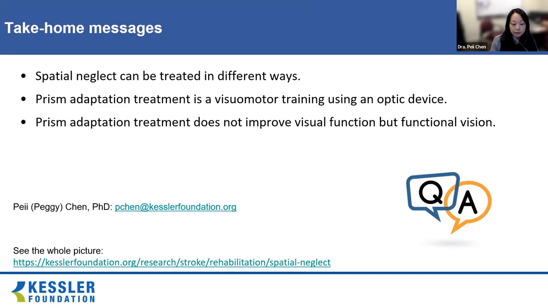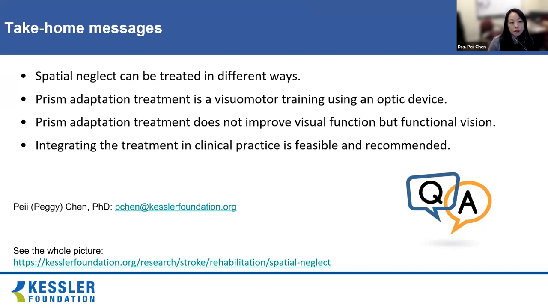and also other functions or impairments affected by spatial neglect. So it's not just creating improvement in the visual domain. And you can integrate the prism adaptation treatment in clinical practice, because now I have evidence, I have experience that it can be done in rehabilitation hospitals in the United States, and you can definitely do it in your facility. It is feasible and we recommend it.